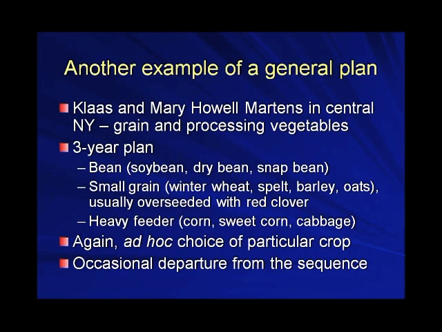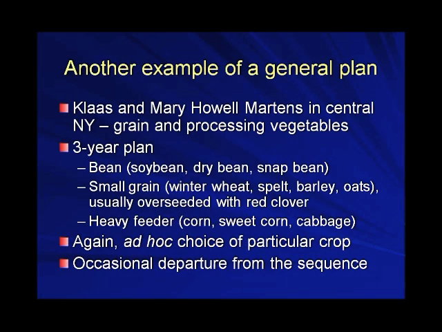So another example of one of these general plans, Klaus and Mary-Howell Martens' farm in central New York. They farm about 1,400 acres, grain and some processing vegetables, mostly grain. And they basically follow a 3-year plan for the most part. There'll be a bean crop of some sort, and follow that with a small grain, and then some kind of heavy feeding crop, usually corn.